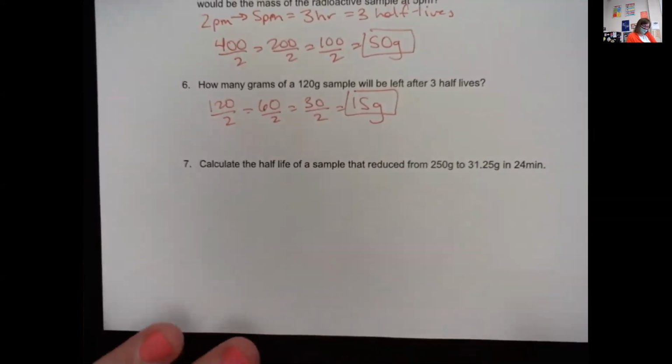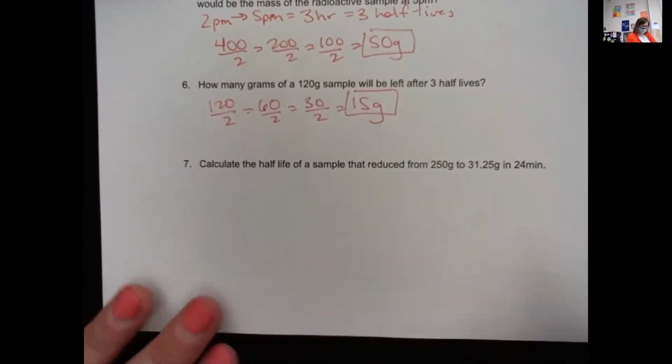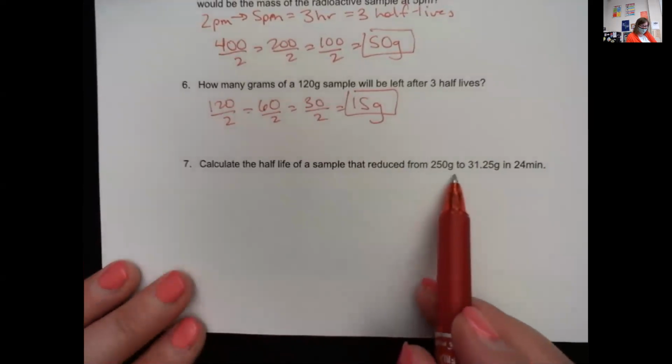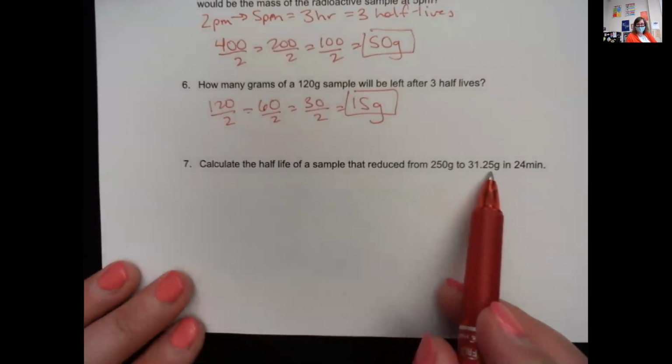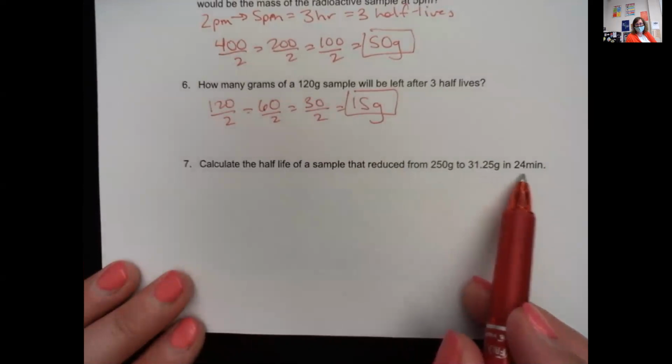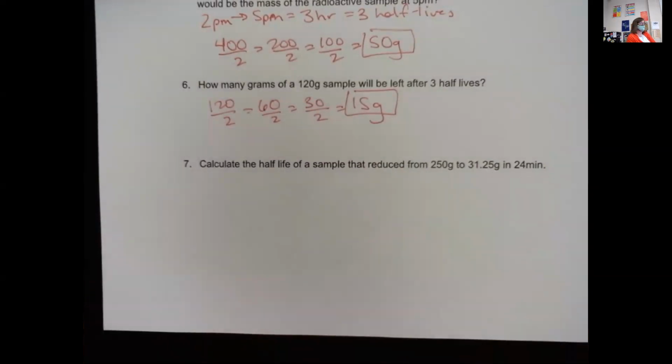Our last problem says calculate the half-life of a sample that went from 250 grams to 31.25 grams in 24 minutes. So try that guy.